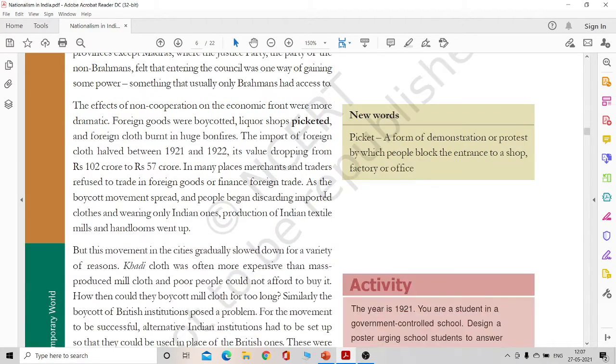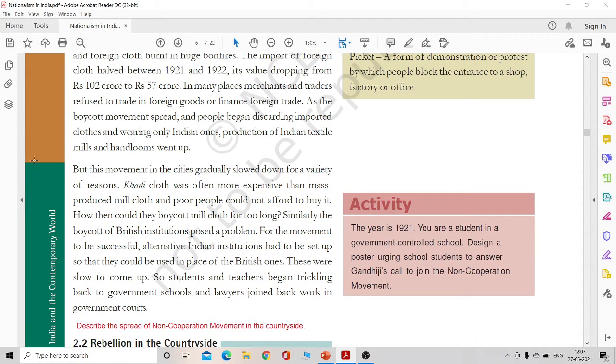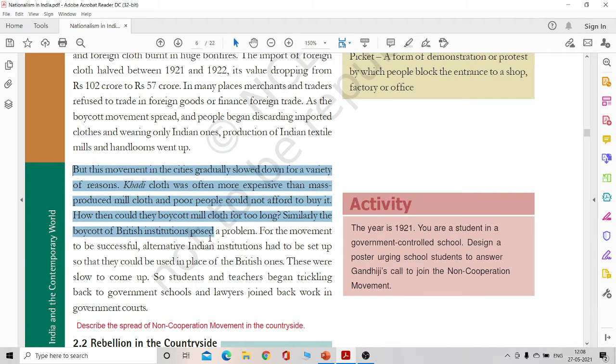Now, why did it slow down? The reason why it slowed down in the cities, of course, was that khadi was a more expensive alternative than mass produced mill cloth, because it was produced by human labor, so it took a lot of time and a lot of effort. That is why khadi was more expensive than the cheap machine produced mill cloth. So it was very expensive and a lot of people could not afford it.